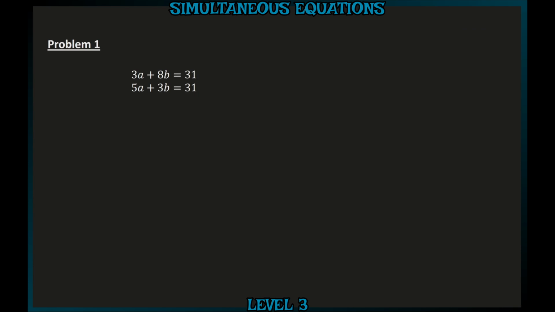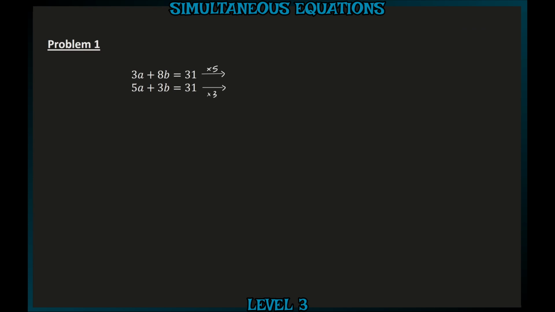So what we could do here is multiply the top equation by 5 and the bottom equation by 3, and this would give us 15a in both equations. Alternatively, we could multiply the top equation by 3 and the bottom equation by 8, and this will give us 24b's in both equations. Since it uses slightly smaller numbers, I'm going to go with the first option, which is multiplying the first equation by 5 and the second equation by 3 to make the number in front of the a's the same in each.